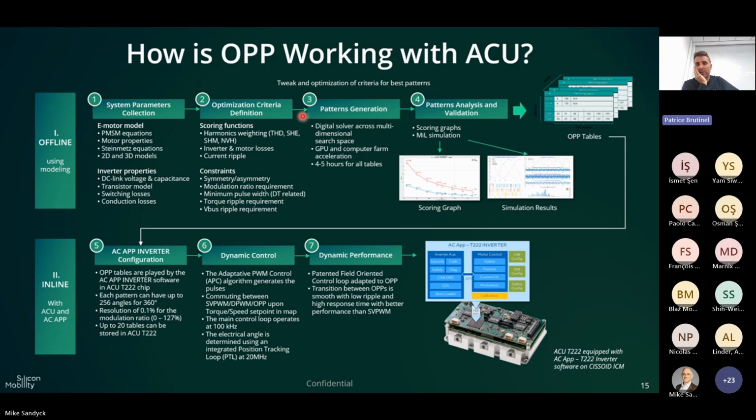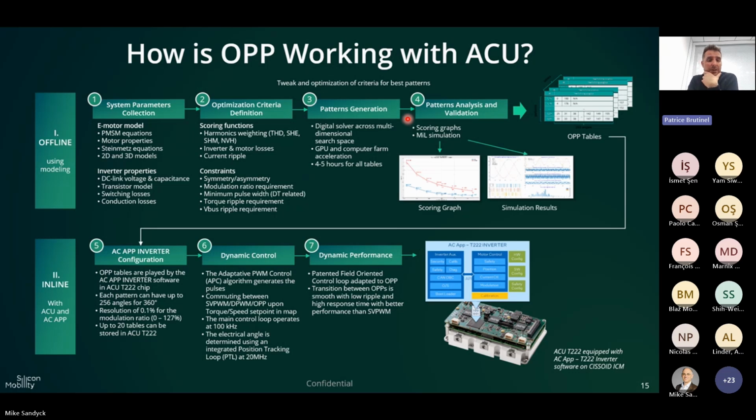At this level, we can already perform simulation and have a good idea about the performance that we will get on the embedded system. So we can analyze that pattern, perform model in the loop simulation, and extract scoring graphs to fine-tune the optimization criteria, as well as to validate the results that we will get at the end. So when the patterns are generated, simulated, and validated, we go embedded.